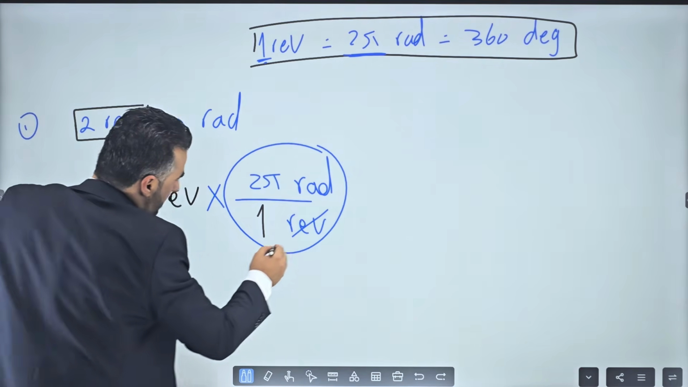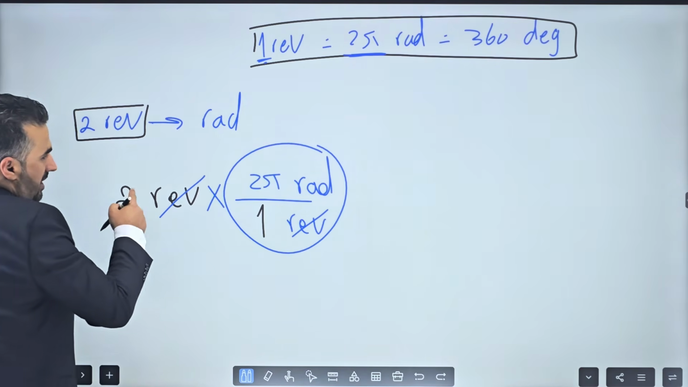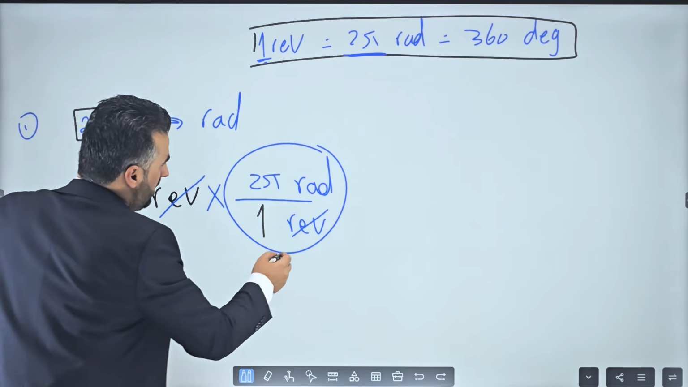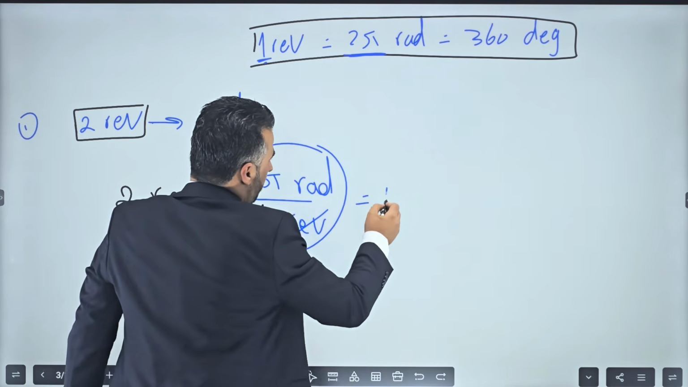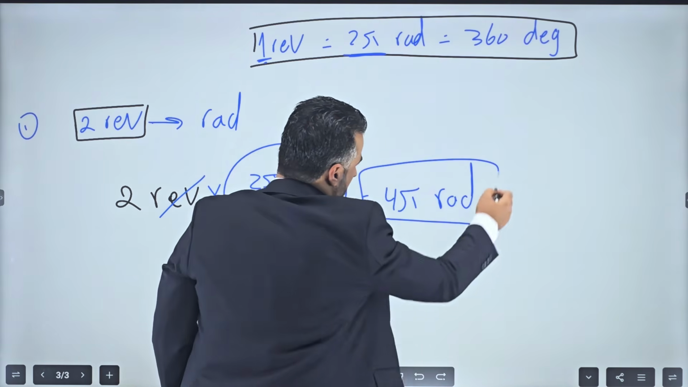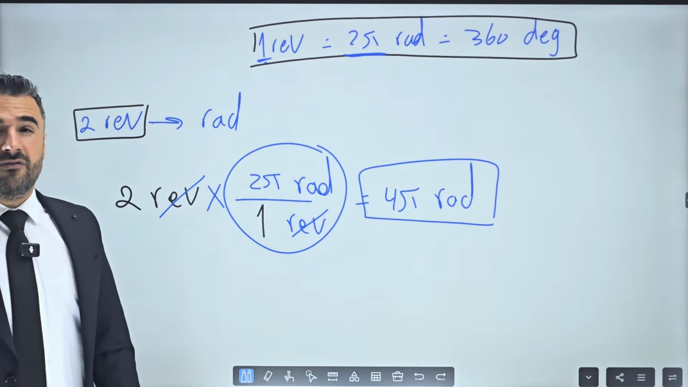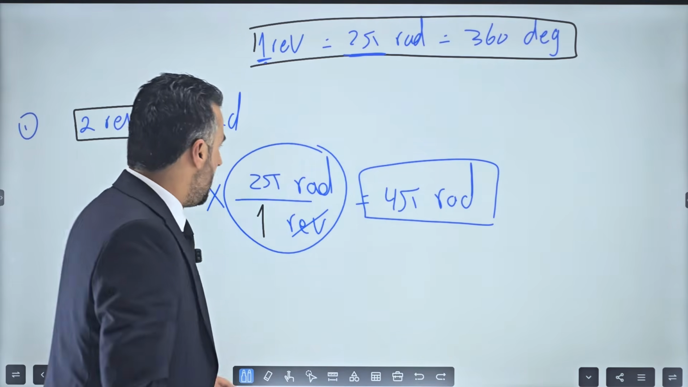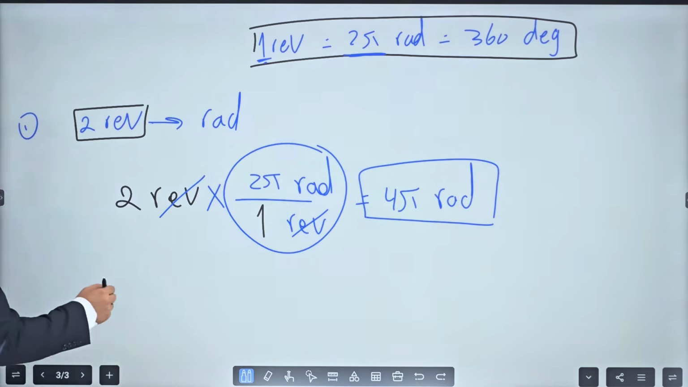So now we can cancel out rev with rev, and then all we have to do is 2 times 2 pi divided by 1, that is equal to 4 pi radian. That is this simple here. Nothing else. Can I do the reverse? Can I convert, let's say, radian to revs? Absolutely, yes. So let's do that in the second case.